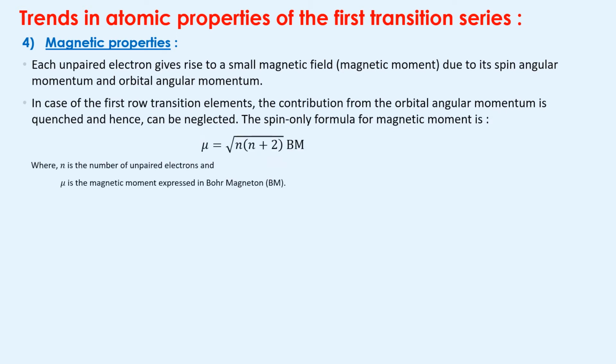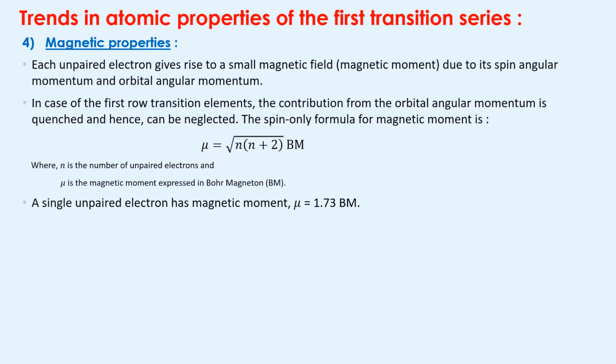and that is given by the formula mu is equal to square root of n into n plus 2 BM. BM is nothing but Bohr magneton. So n is the number of unpaired electrons, and mu is the magnetic moment expressed in Bohr magneton.